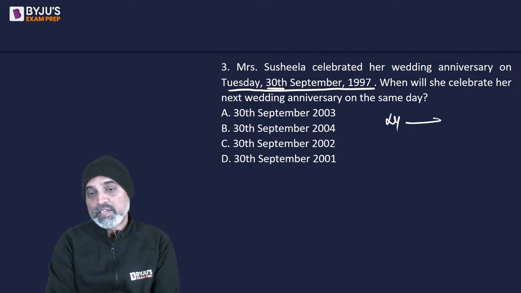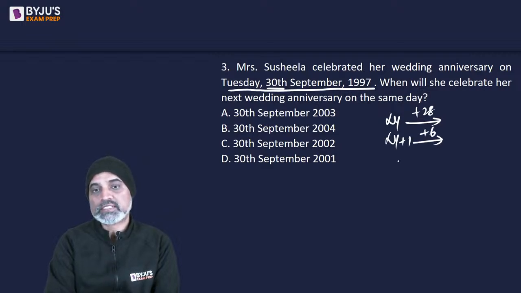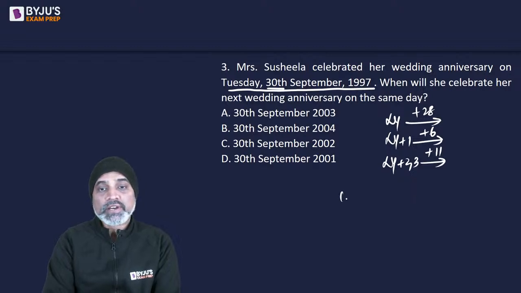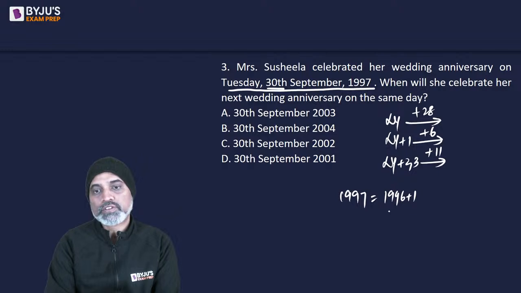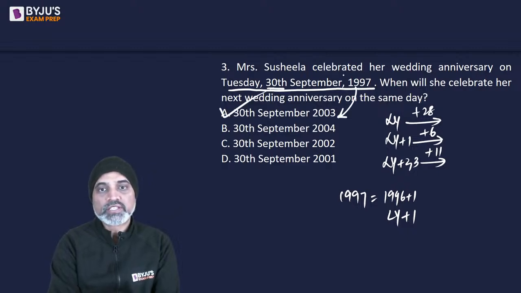If it's a leap year, it happens after 28 years. If it's a leap year plus 1, it happens after 6 years. If it's a leap year plus 2 or 3 format year, it will happen after 11 years. Now 1997 is actually 1996 plus 1, which is a leap year plus 1. So it will happen after 6 years. So 6 years after 1997 will be 2003.